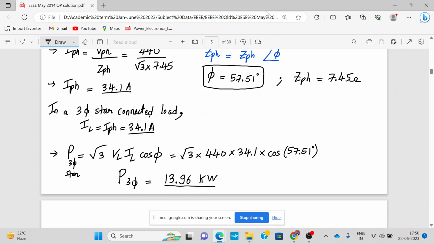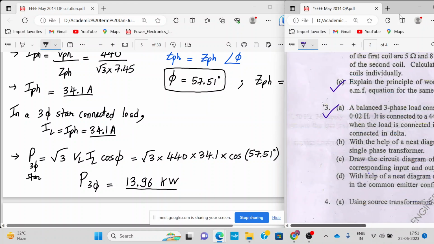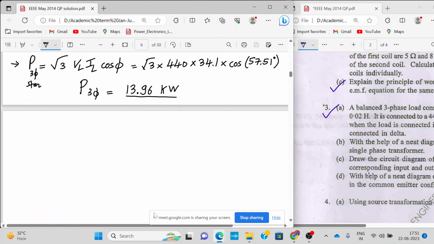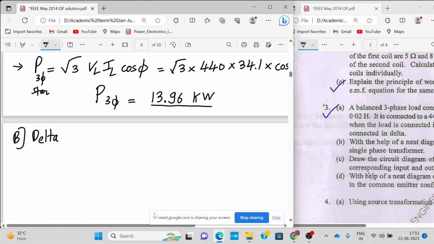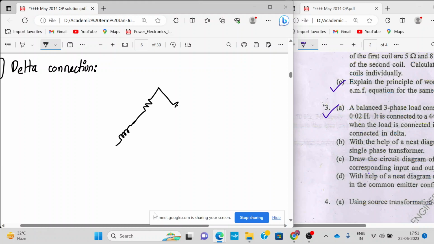Okay, great. Now second case, they are saying to calculate the reactive power when the load is connected in delta. Now just for the representation sake, I am drawing the delta network. No need to draw it again in the exam. A delta connection looks something like this. You have the RL coil already, but now we are connecting in delta. So Z phase will be the same. Impedance of the coil will be the same as that of star.